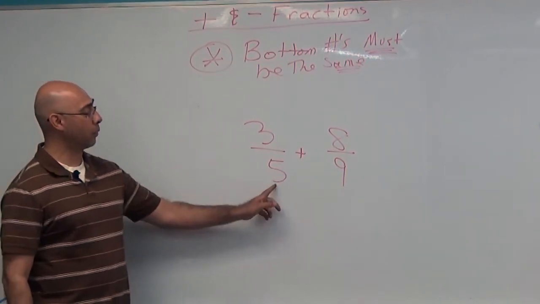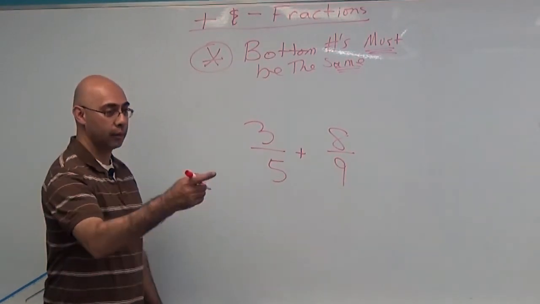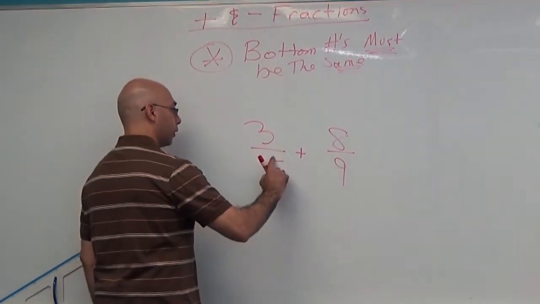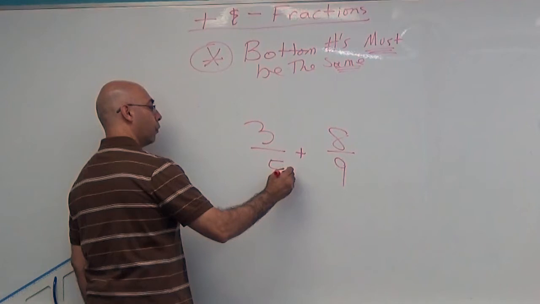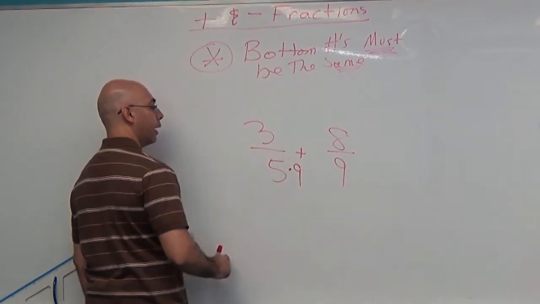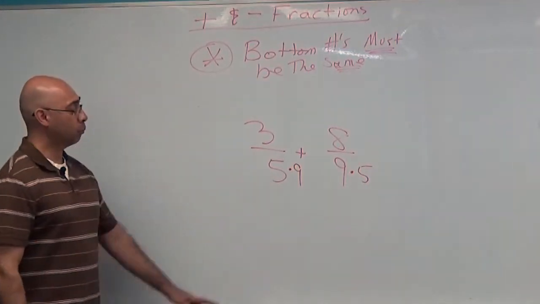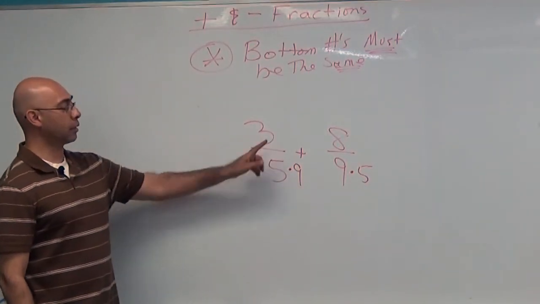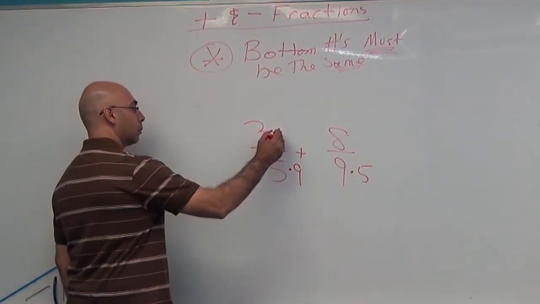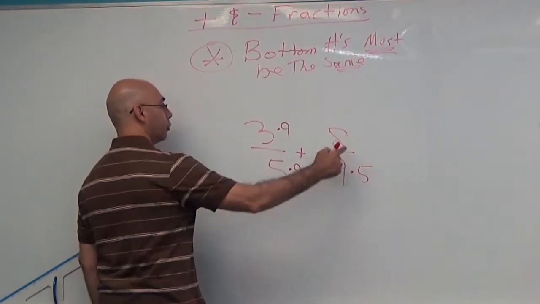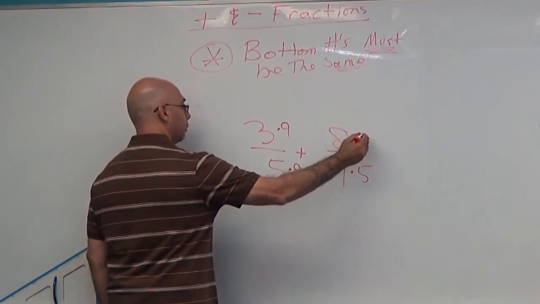I'll ask, what number can 5 and 9 both fit inside? 45, not 40. So to turn that into 45, multiply that by 9. But to turn that into 45, multiply that by 5. If I multiply that by 9, what should I do to the top? Multiply it by 9. If I multiply that by 5, what should I do to the top? Multiply by 5. Well, that's pretty simple.